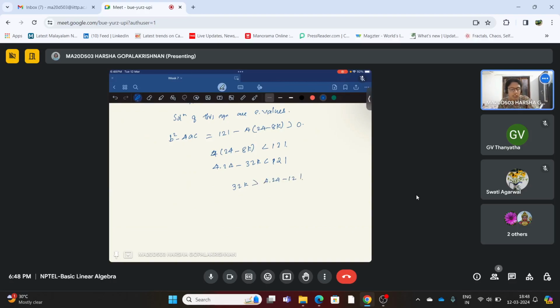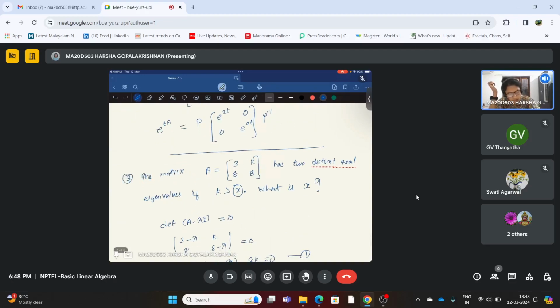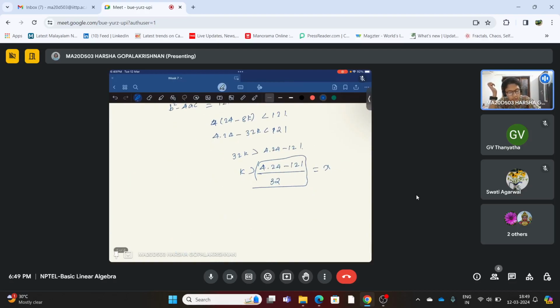Okay, so the calculation you can do further, right? From this what we will get, k greater than 4 into 24. I don't know whether I have made some mistake. So whatever this value, you can give it as x. The question was: for what x is it such that for k greater than x, it has two distinct real eigenvalues? So we got some real number x. So this is the lower bound.